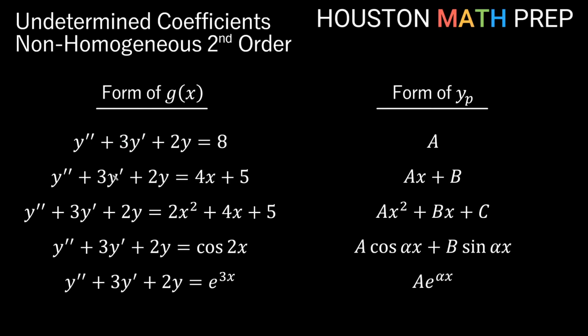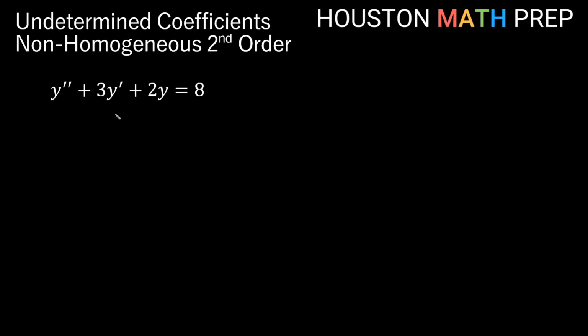Now you'll notice our left-hand side is going to be the same for all of these examples. We've done that to save time so we're not spending a bunch of time solving left-hand sides and focusing more on the undetermined coefficient method for the video. Let's look at our first one. We'll go ahead and solve the associated homogeneous equation.